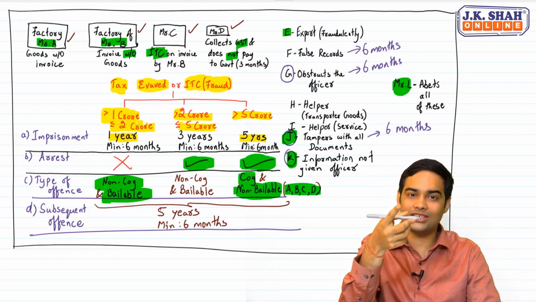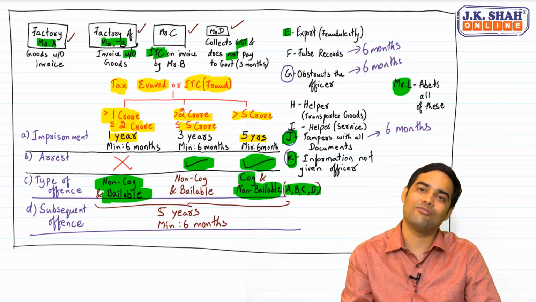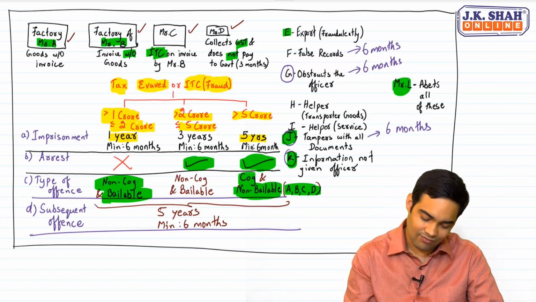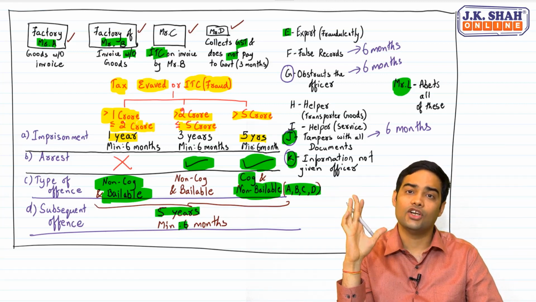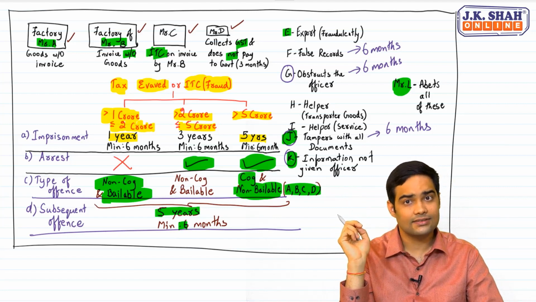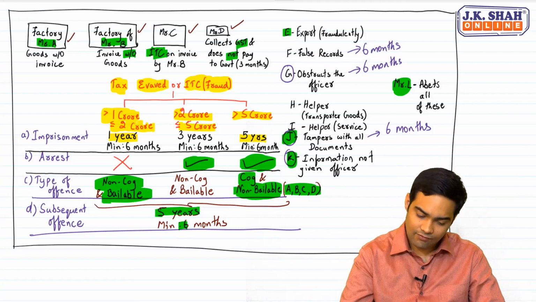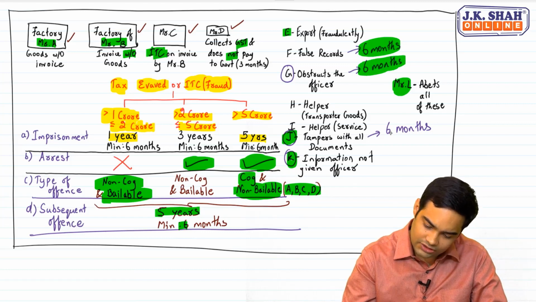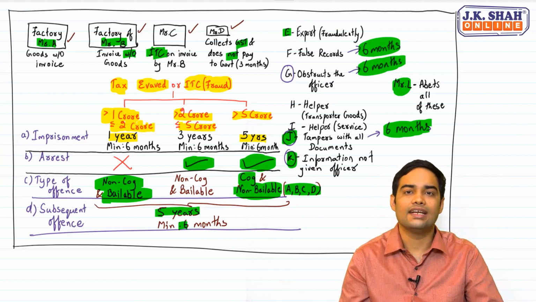A, goods without invoice, invoice without goods, ITC, and collects GST but does not pay it to government for 3 months. Any subsequent offense of any of this will be having the imprisonment of 5 years, minimum 6 months. And remember, this is cognizable and non-bailable. Okay, clear with this? Yes. So this is how you can remember all these provisions. Plus, for false records, the jail term is 6 months, obstructing an officer 6 months, tampers with evidence 6 months. For these 3 offences, it is 6 months.